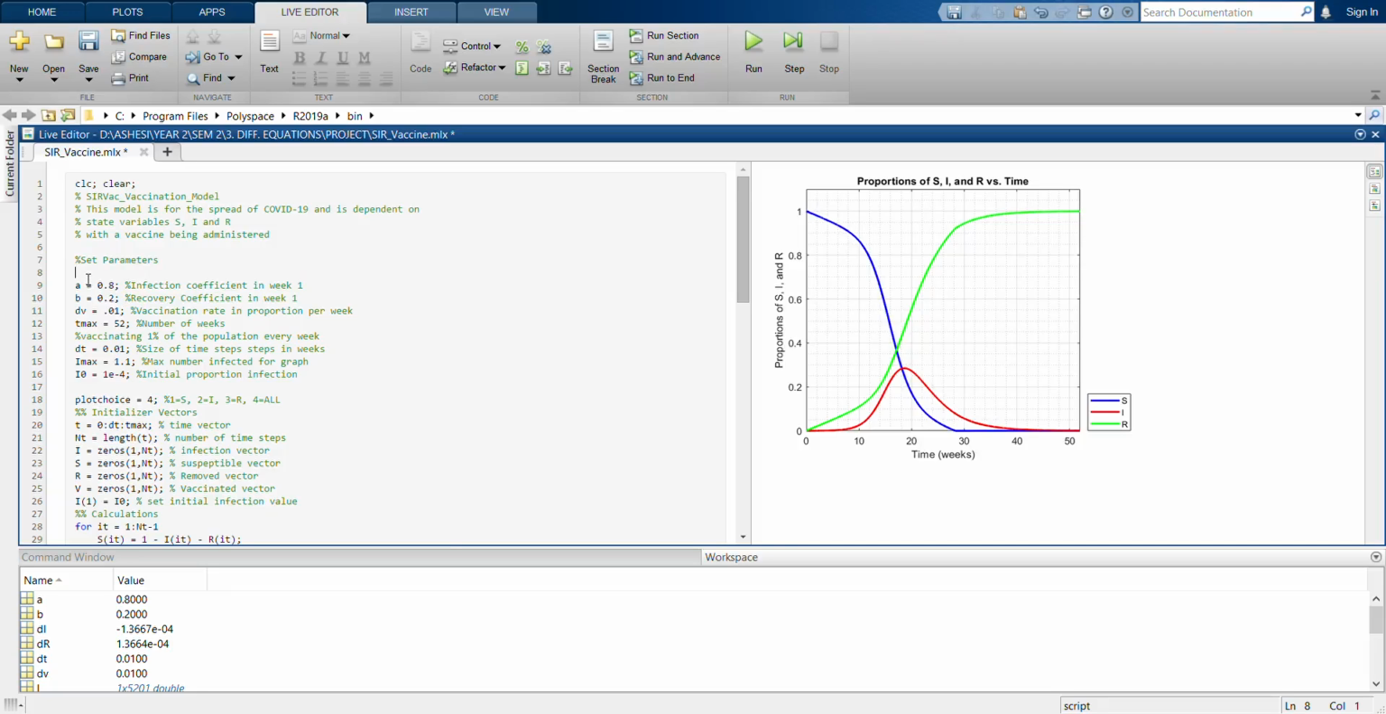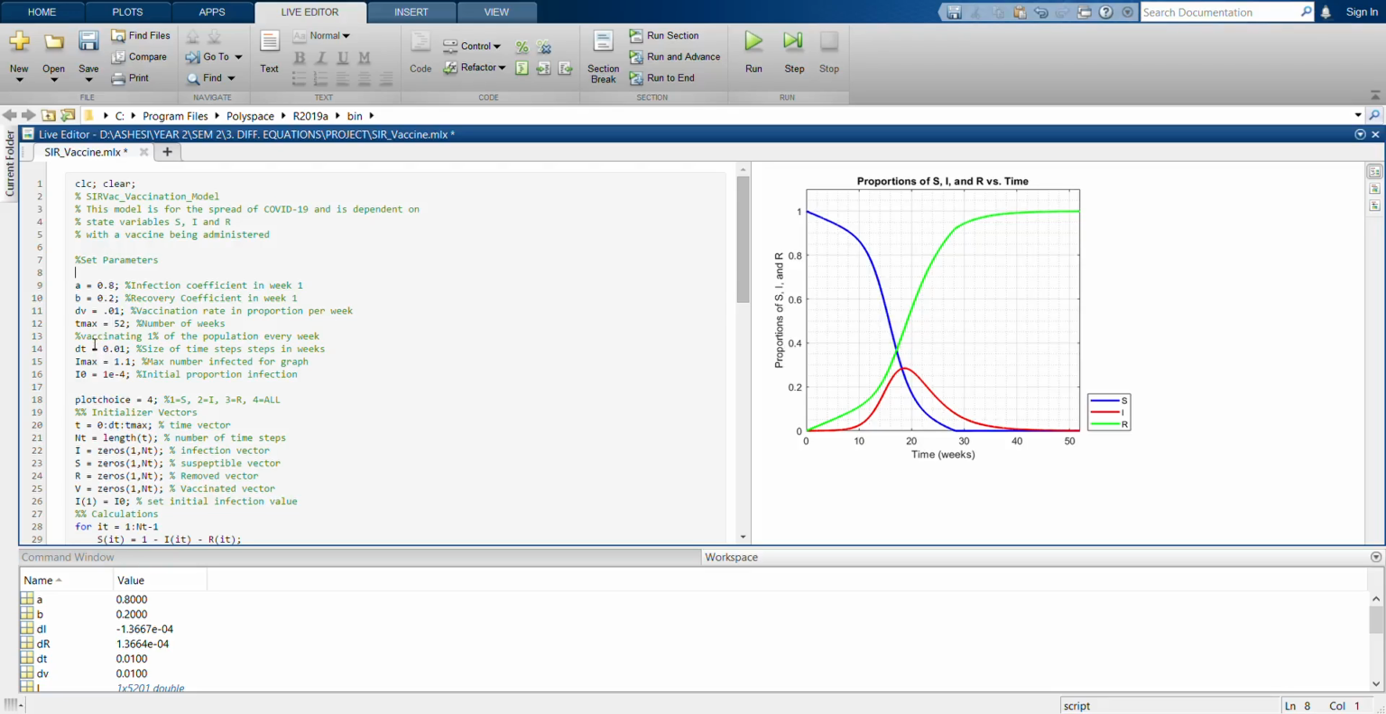Now let's get started by exploring how changing some of the set parameters influences our model. A is the infectious coefficient in the week. B is the recovery coefficient in the week. V is the vaccination rate in proportion per week, and so on and so forth with the other set parameters.